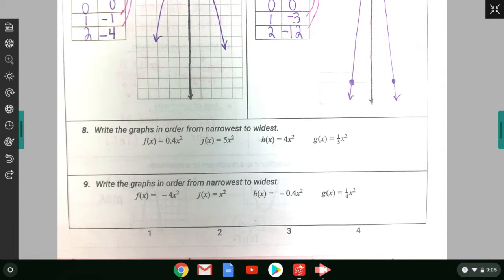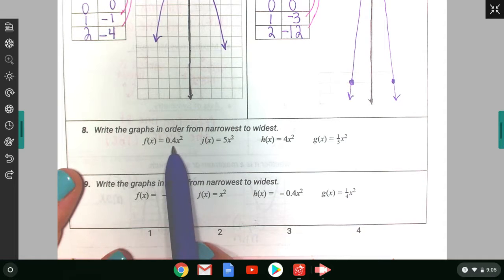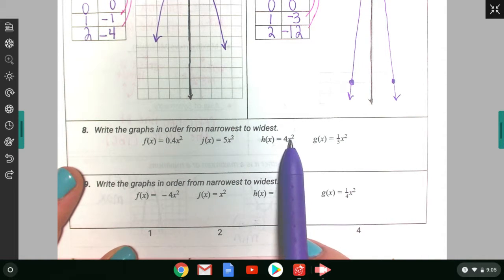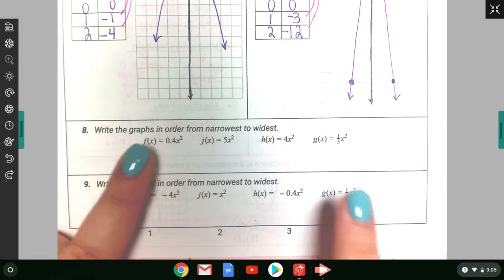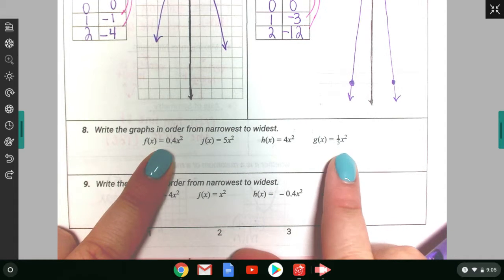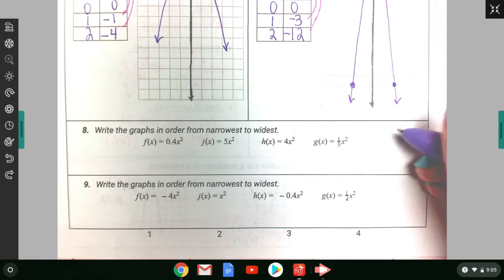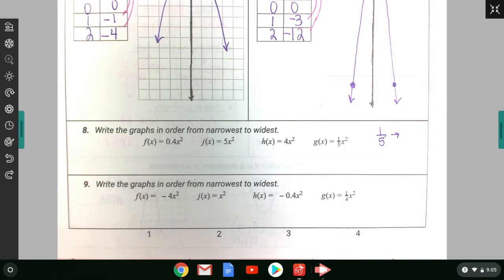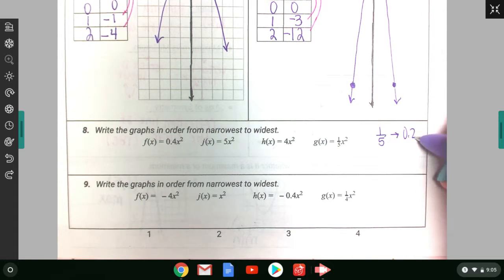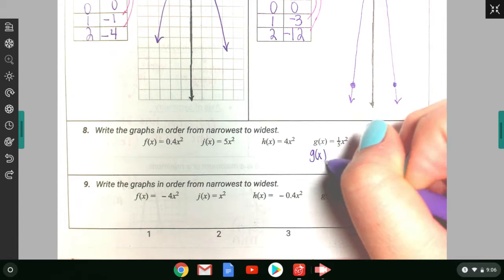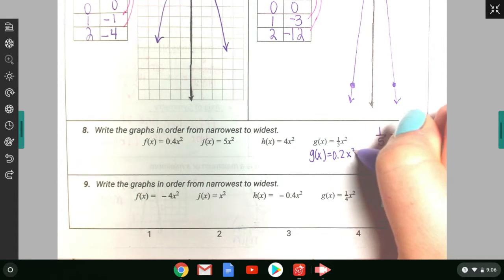It'd be nice if they were all in a standard form. Notice there's some that are decimals, some whole numbers, and some fractions. So let's maybe choose to make these both be decimals or both be fractions. I would prefer decimals. So 1/5 as a decimal is 2/10, so it is 0.2. So this is the same as 0.2x squared.